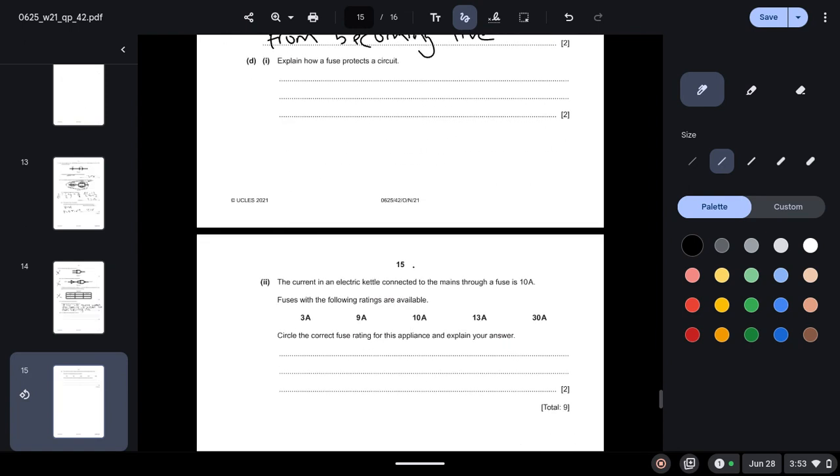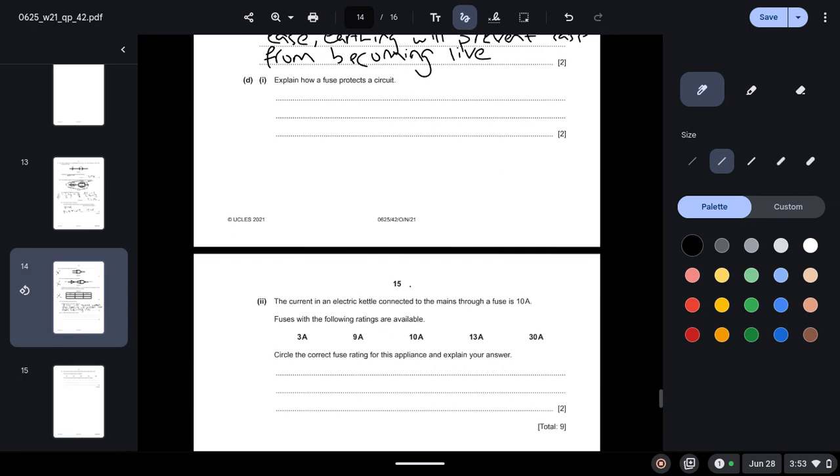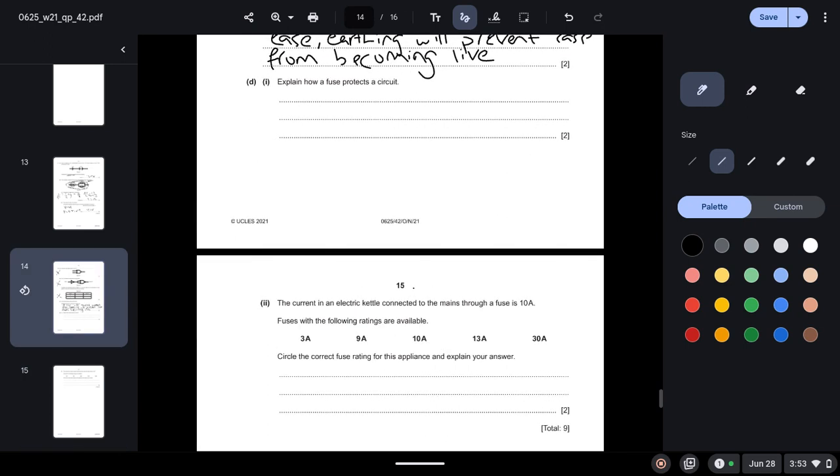Part D, explain how a fuse protects a circuit. So we know that whenever the current gets too high, the fuse melts and it basically breaks the circuit. So it stops the flow of current. So the fuse melts.